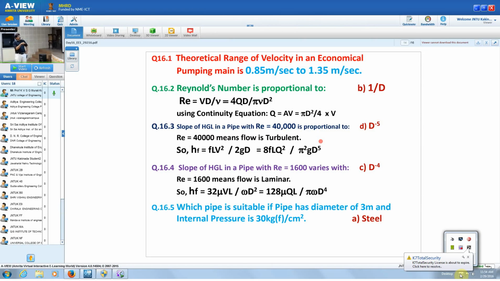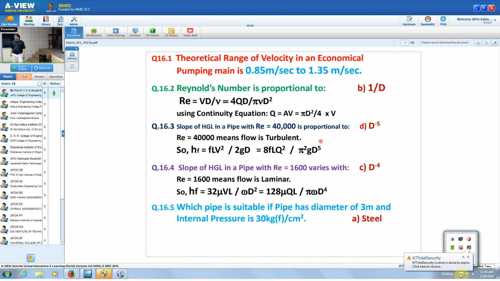And how should you apply this formula? Reynolds number is 40,000, which means flow is turbulent. If it is more than 4,000, flow is turbulent. In case of turbulent flow, you cannot use the Hagen-Poiseuille formula, which is used only for laminar flow. Only two formulas you have to remember: one is the Hagen-Poiseuille formula, the second is the Darcy-Weisbach equation. 90% of the time only Darcy-Weisbach is applicable. That's all.